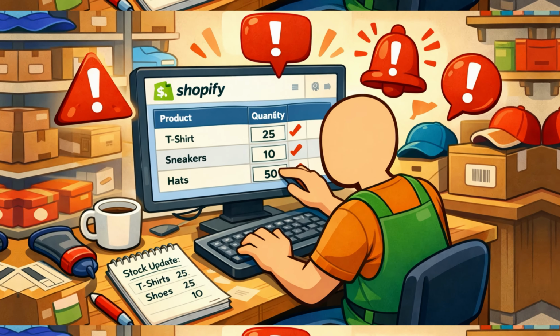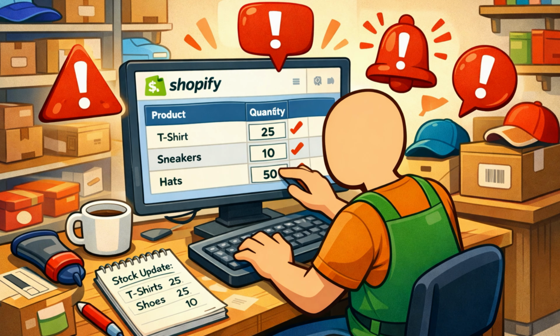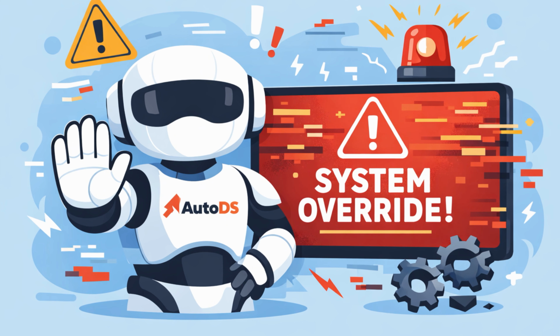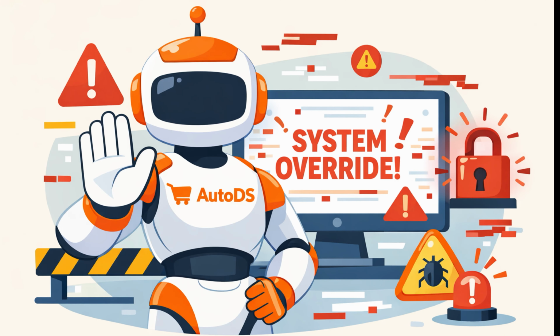The third reason this can happen is that you have rules that control what happens when stock hits 0 inside AutoDS. These rules can set product quantity to 0, disable add to cart, unpublish the product, and mark variants unavailable. If those rules are enabled, and they're usually on by default in case you set them up automatically through AutoDS, then AutoDS is going to act immediately. So this is not random behavior.